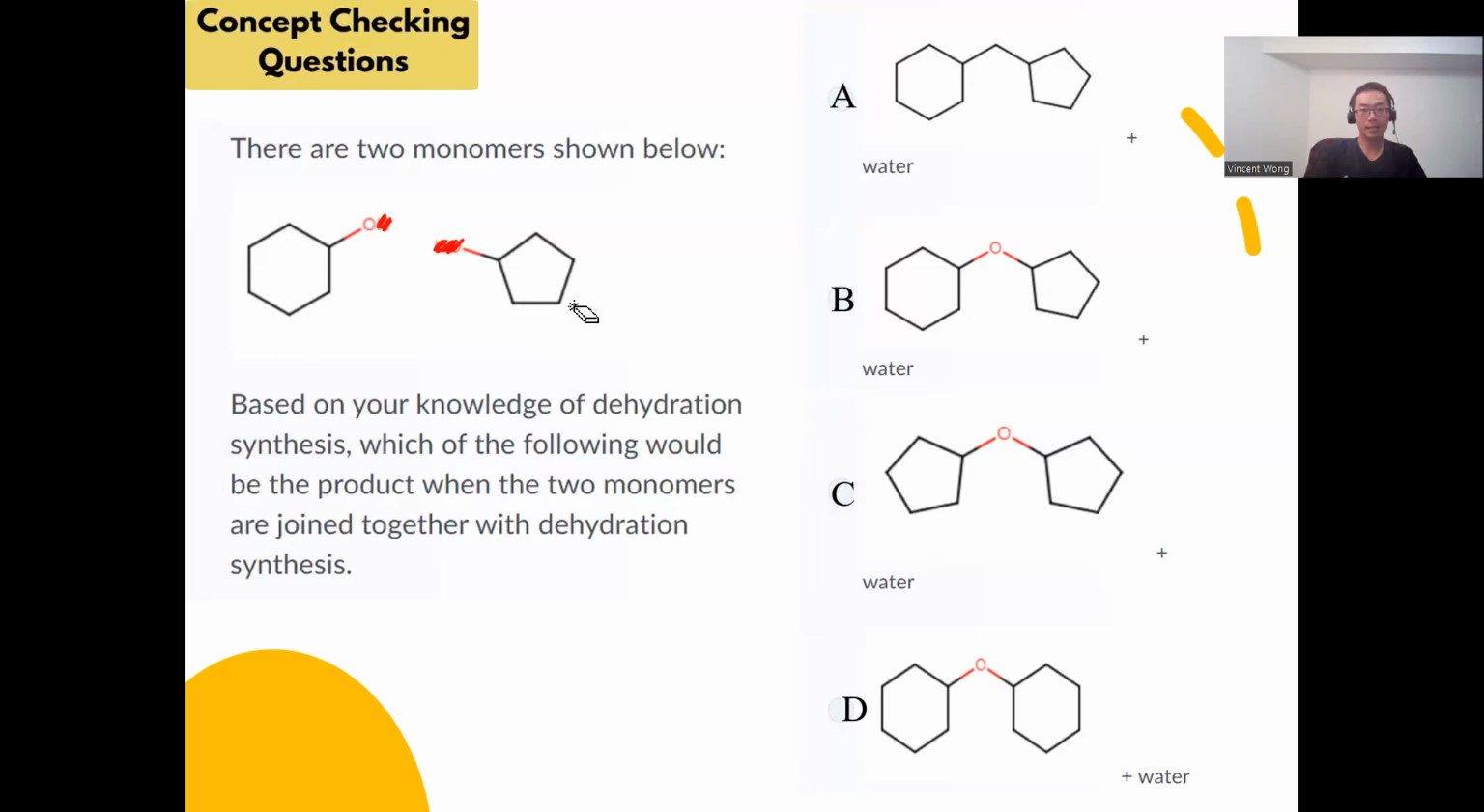So the answer should be the one that has one hexagon connected to a pentagon with an O in the middle. So that would be B. A lot of you chose D, but D is two hexagons, and we're trying to connect a hexagon with a pentagon. Does that make sense? Please let me know if you have any questions.